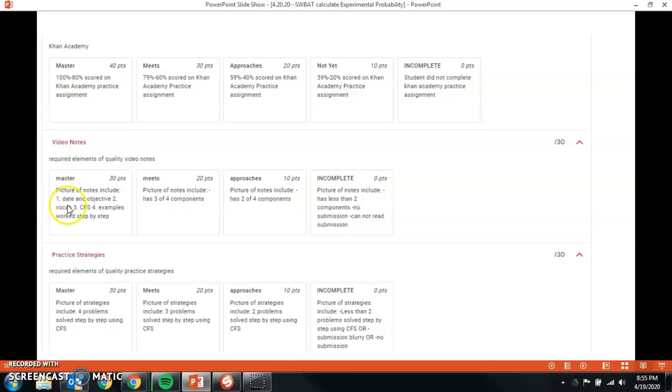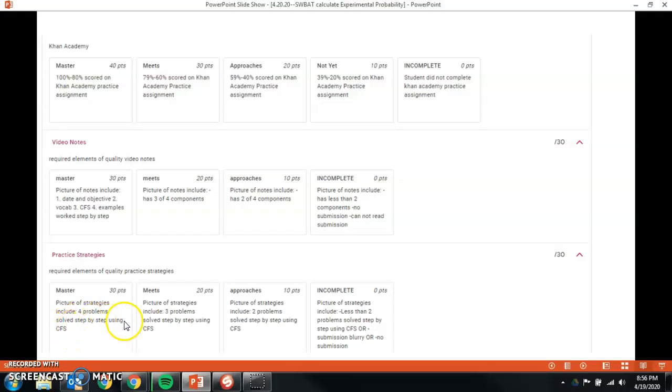Moving on to the video notes section, so you will earn 30 points if you have the date and objective, if you have the vocabulary notes, if you have the criteria for success, and if you have 4 examples worked step by step. You'll earn 20 points if you have 3 of those 4 components, 10 if you have 2 of those 4 components, and you'll earn 0 points if you have less than 2 of those components for your video notes.